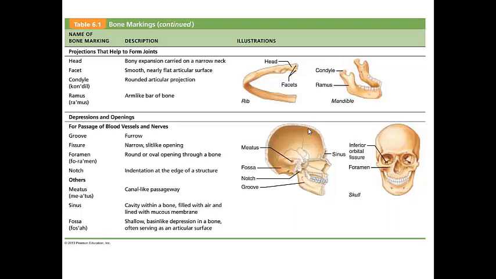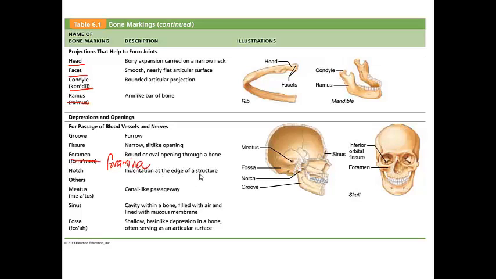And then our next slide is grouping other bone markings into projections that form joints and depressions and openings. And so again, these are some of the examples that you should know. The head, facet, condyle, ramus. And then one of the openings that you've already been introduced to is called the foramina. The nutrient foramina, which is just a small foramen.